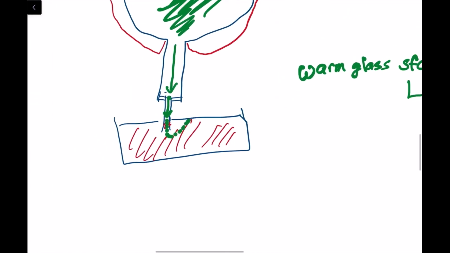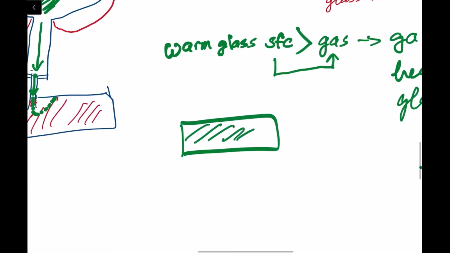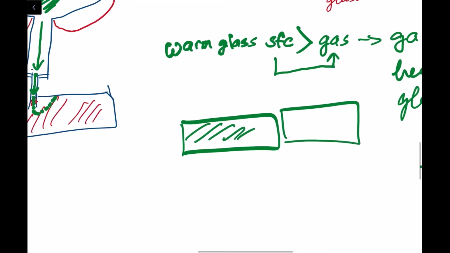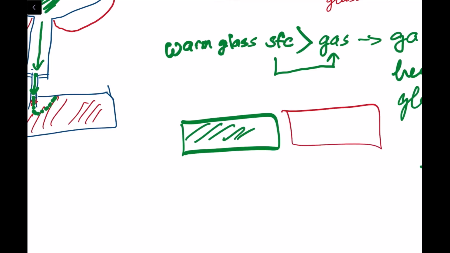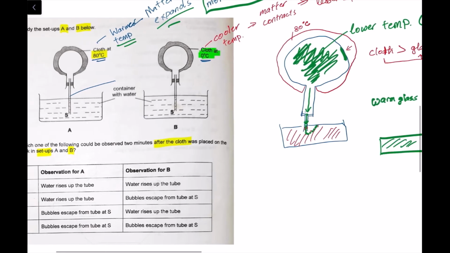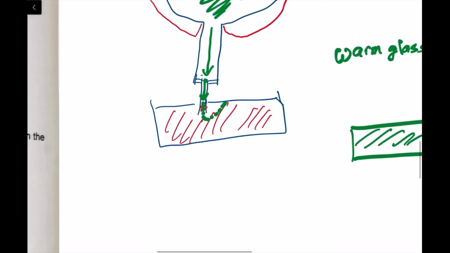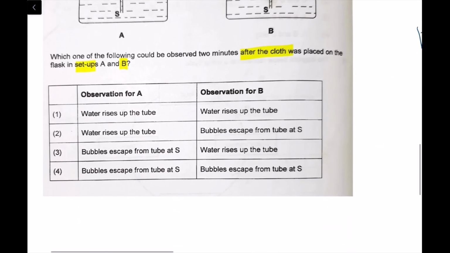So remember, if you have a region of gas next to a region of water, and that gas is pushing against the water, you would say that this gas is displacing the water to make more space for itself, right? So when gas expands, it occupies more space, so it would displace the water to make space for itself, and as a result, it escapes in the form of bubbles, which is option 3 and 4. Option 1 and 2 would be incorrect for setup A.